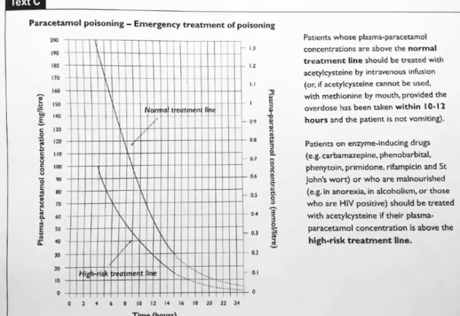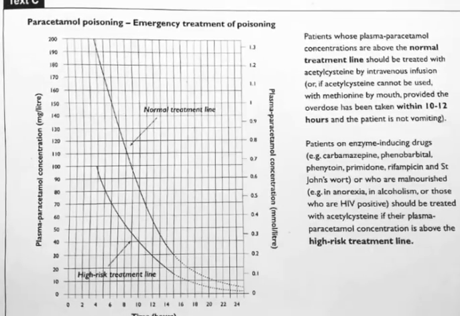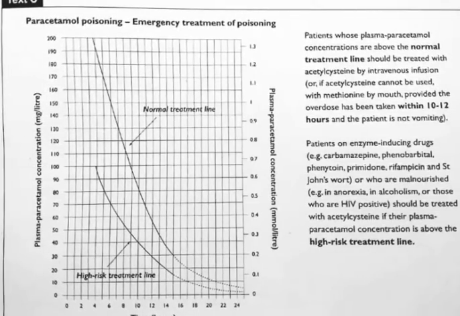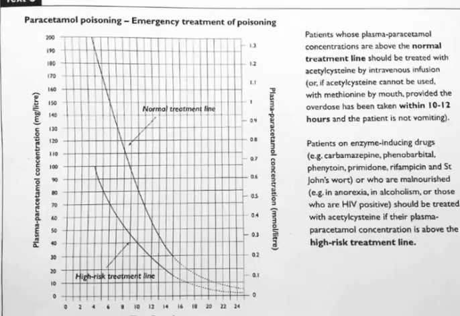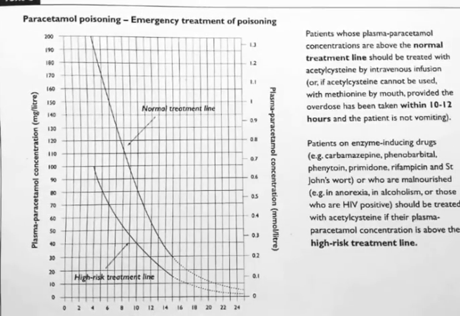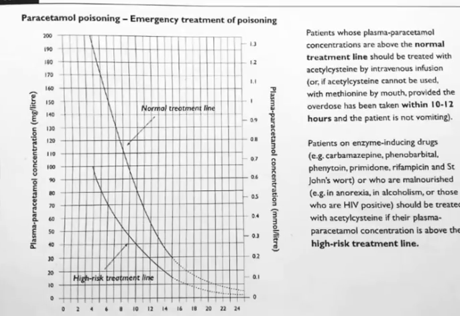The information given in the brackets is also really important. Okay, so in the text C, they have given: or if acetylcysteine cannot be used, methionine by mouth, provided the overdose has been taken within 10 to 12 hours and the patient is not vomiting. So the answer is methionine.